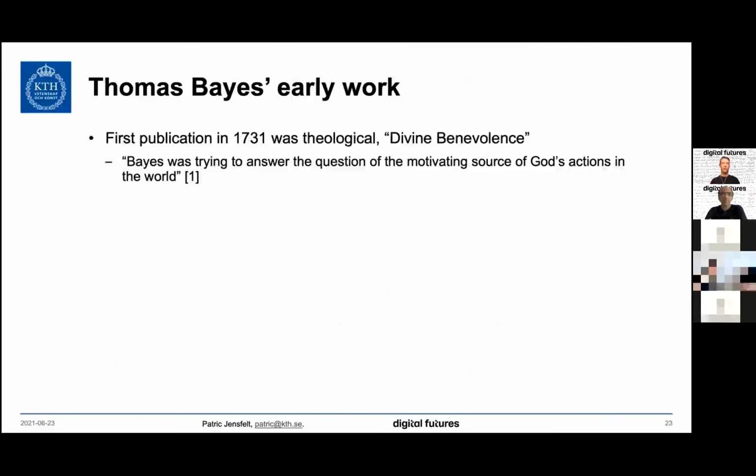Right, let's look at the publications. He started off with a publication in theology, where he was trying to answer the question of the motivating source of God's action in the world. It was quite common at this time that you were very much a philosopher at the same time as you were a mathematician, for example. And as a mathematician, you had to position yourself along both religious and political lines.